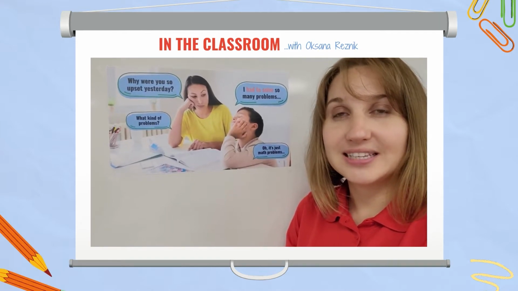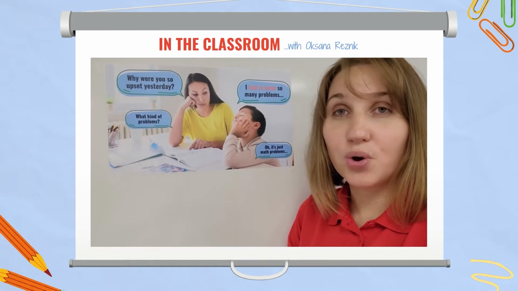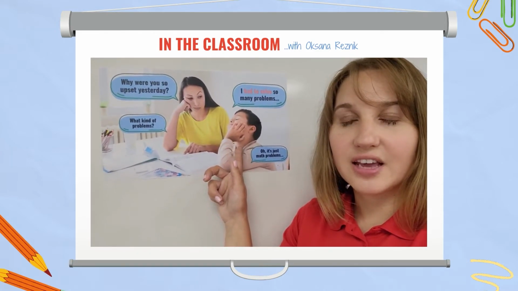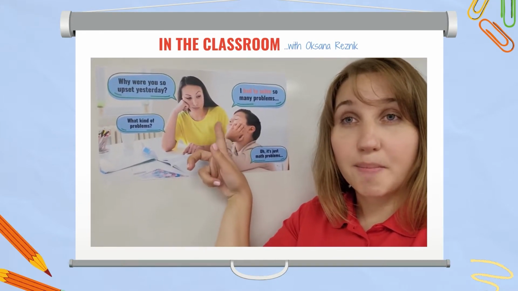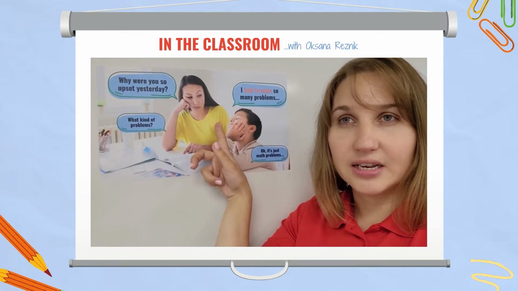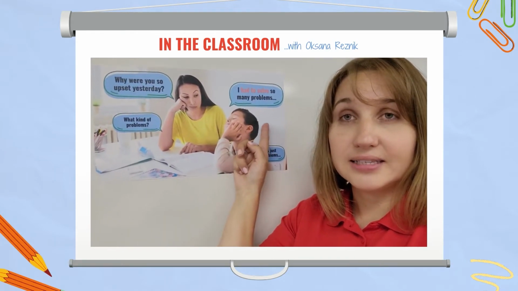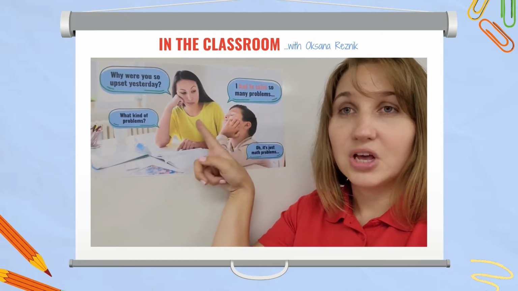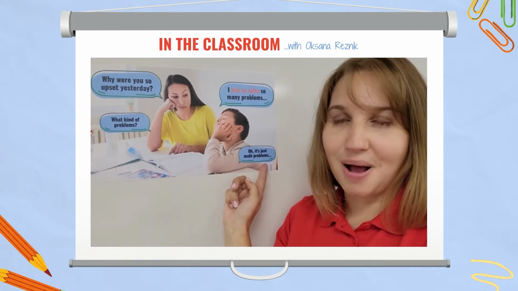Today we are going to discuss the modal verb had to. But before we go to the details, let's look at the picture here and the conversation between a mother and a son. The mother is asking her son, "Why were you so upset yesterday?" And the son is answering, "I had to solve so many problems." "What kind of problems?" "Oh, it's just math problems."